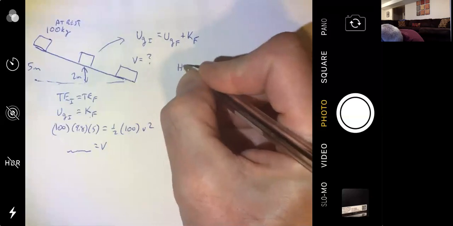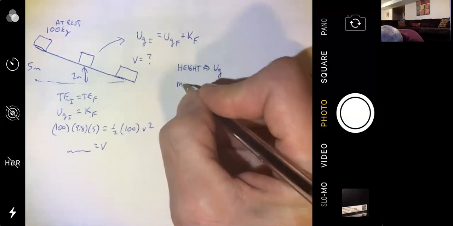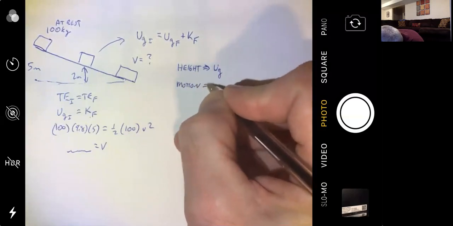I'm not going to put all the numbers in there, but some of you expressed a little bit of difficulty deciding what type of energies go where, and there are basically two questions. You ask yourself, does it have a height? And if it has a height, you know that it has potential energy. And you ask yourself, does it have motion? Does it have velocity? If it has motion, then you know it has kinetic energy. So hopefully that clears some things up.